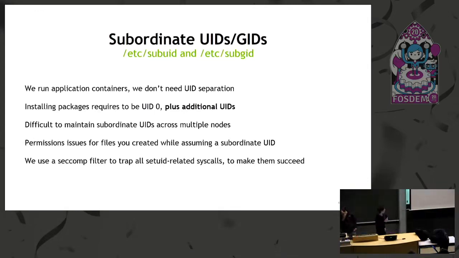Plus, there's also a problem with sub-UID and sub-GID maps: it's difficult to maintain across a cluster. There are some efforts in shadow-utils and elsewhere to solve this problem, but right now it's kind of difficult. And you can also run into permission issues once you exit the container, because permissions that were inside the container are now different outside. So to solve that, we basically use a seccomp filter, and we trap all the set UID syscalls to make them succeed, even though they don't have a mapping inside the container.